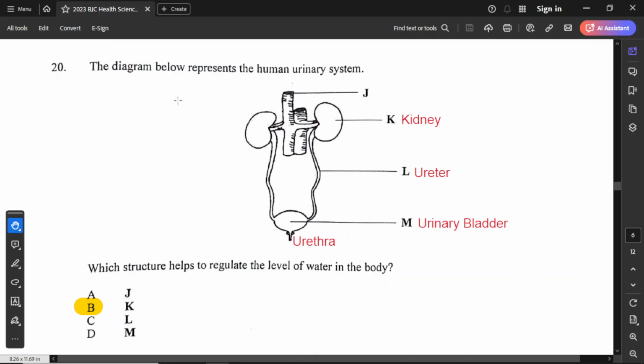Question number 20. The diagram below represents the human urinary system. All right, as these are labeled, we have here the kidney, we have the ureter, we have the urinary bladder, and we have the urethra. Notice I didn't label what J is, because with J, you cannot specifically state what it is because it should indicate by arrow.